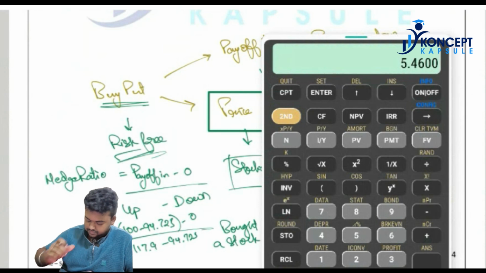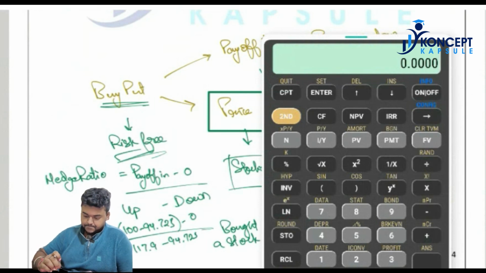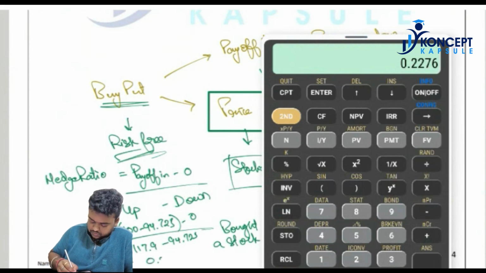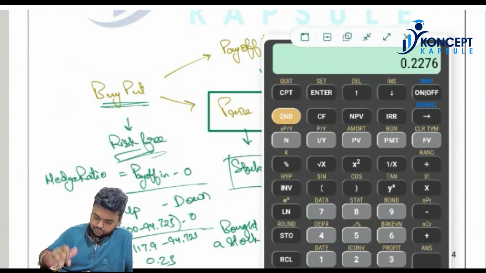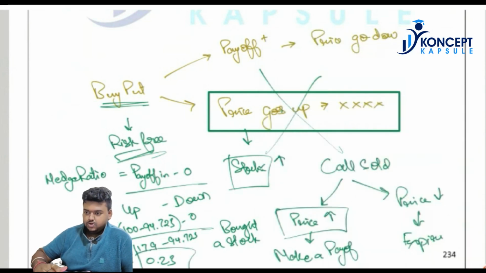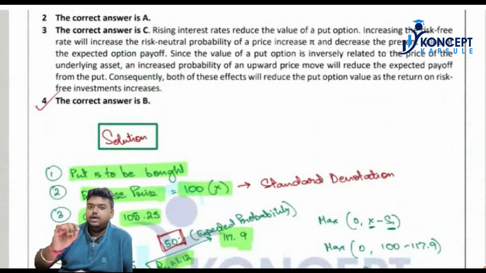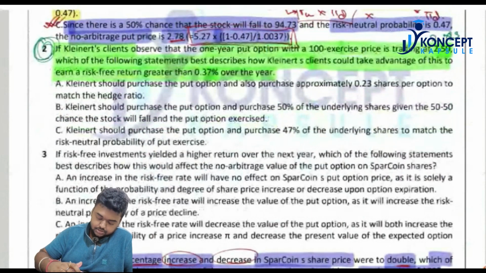So it is 100 minus 94.725 divided by 117.9 minus 94.725, which is 0.23. Yes or no, guys? It will be 0.23. So basically, in order to convert the entire position into a risk-free position, we need to buy 0.23 of the physical stocks. Now let us see the options.